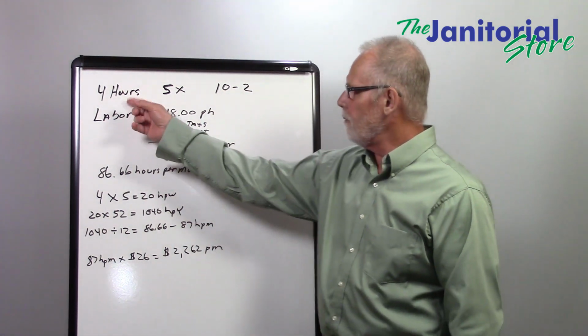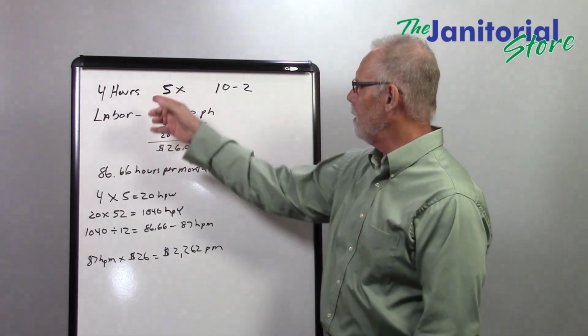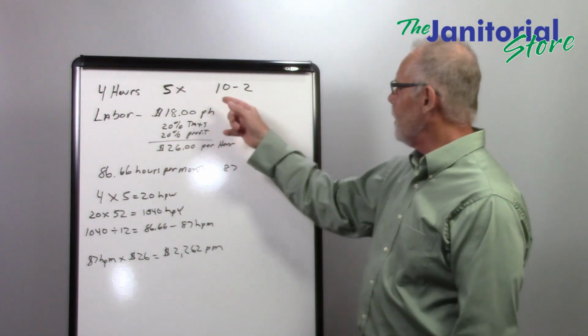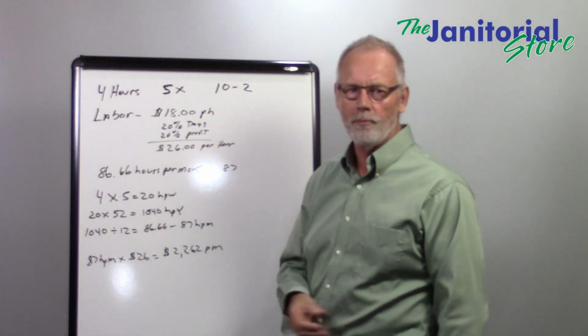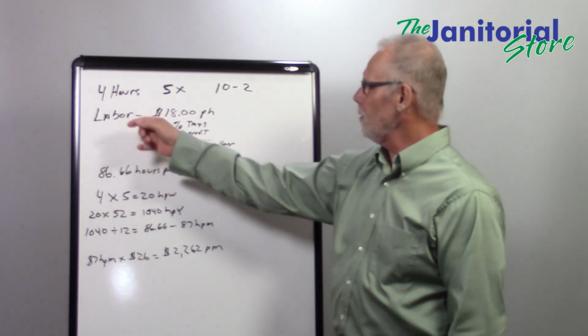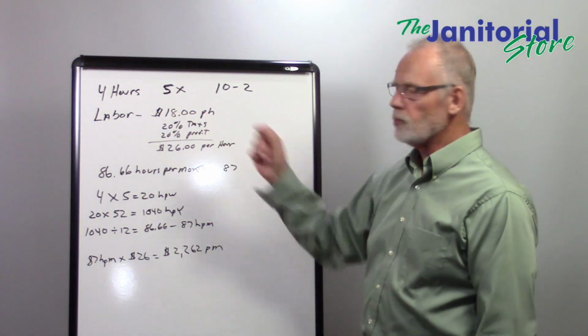So here we've got 4 hours. The prospect wants 4 hours per day, 5 days per week, so the cleaning is done between 10 a.m. to 2 p.m. Again, they just want our labor. That's all they want. So that's what I'll figure out first, is what our labor is.